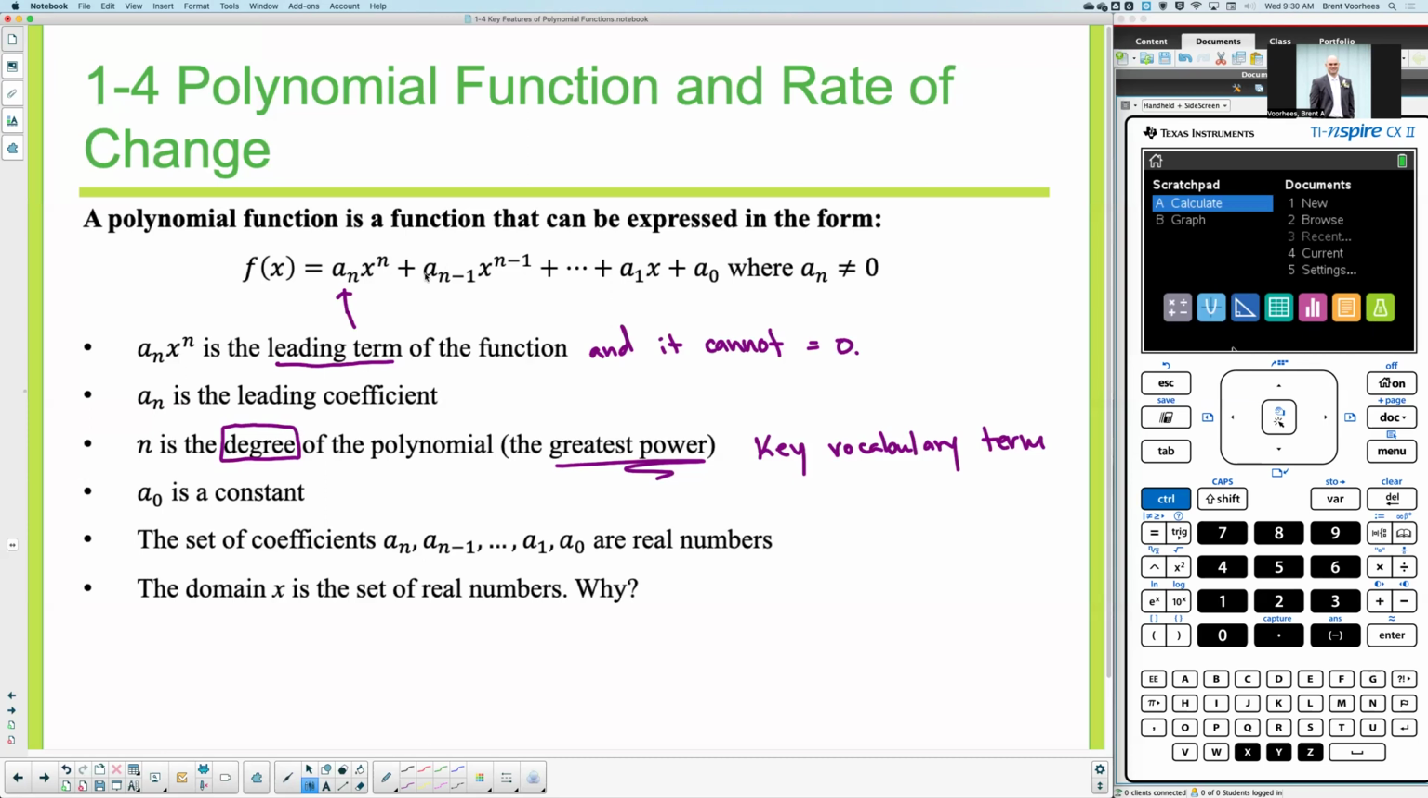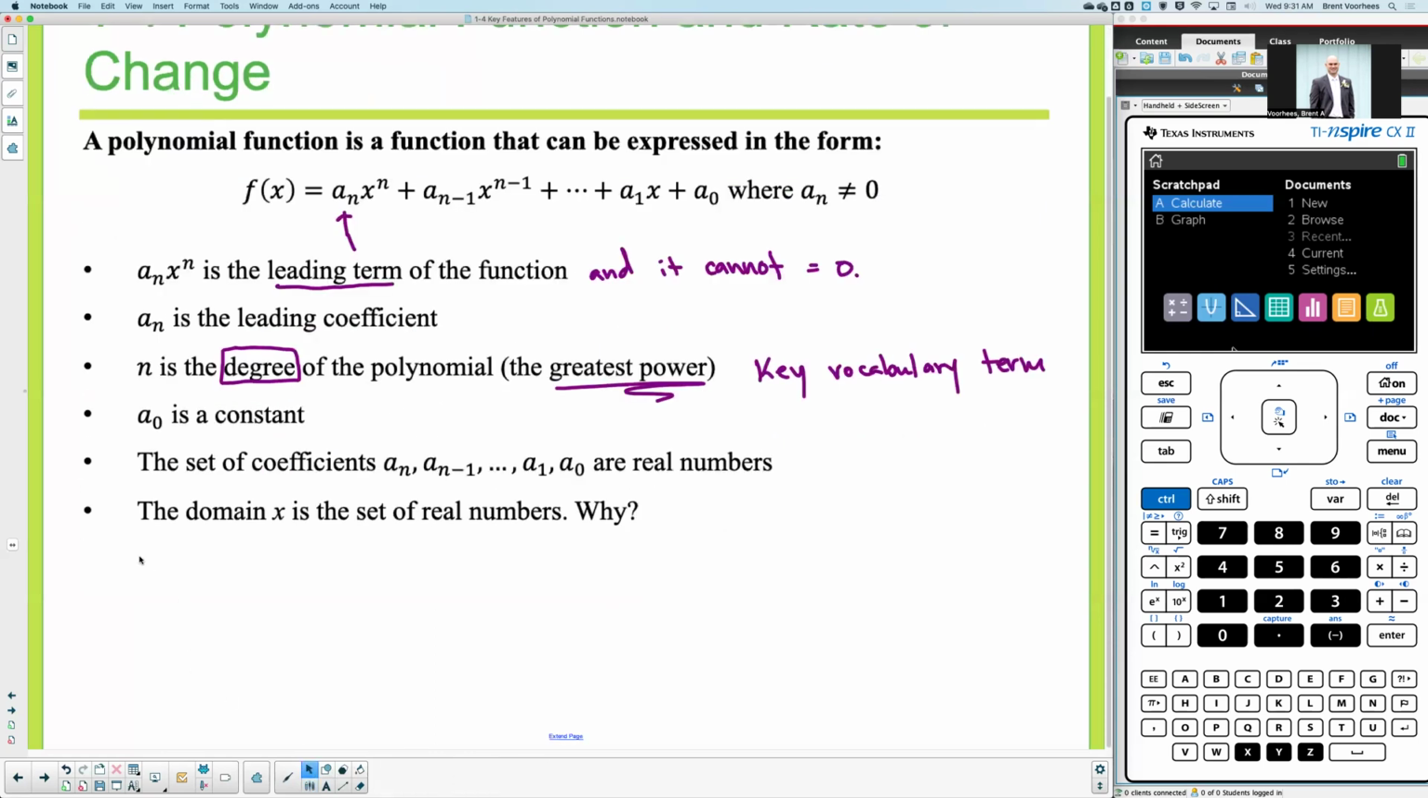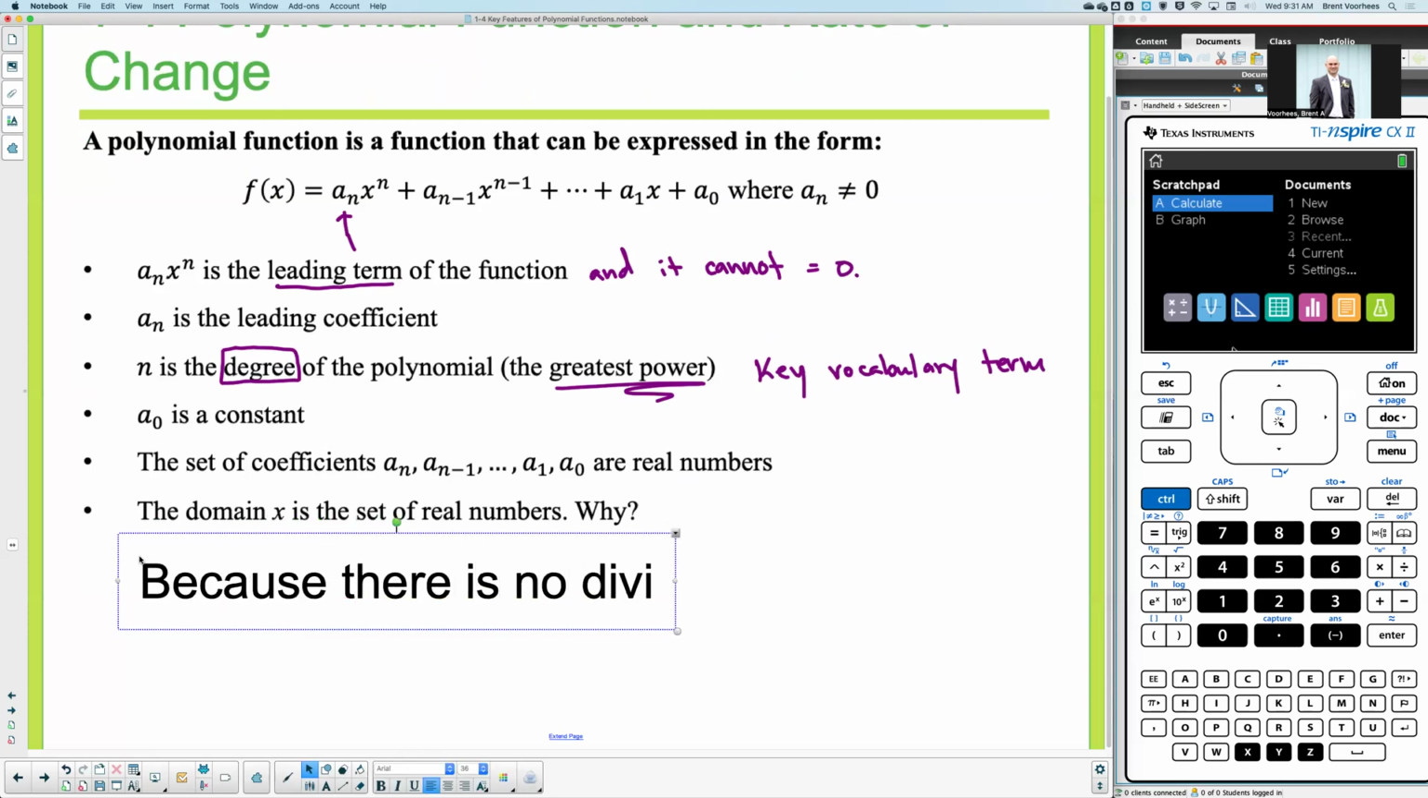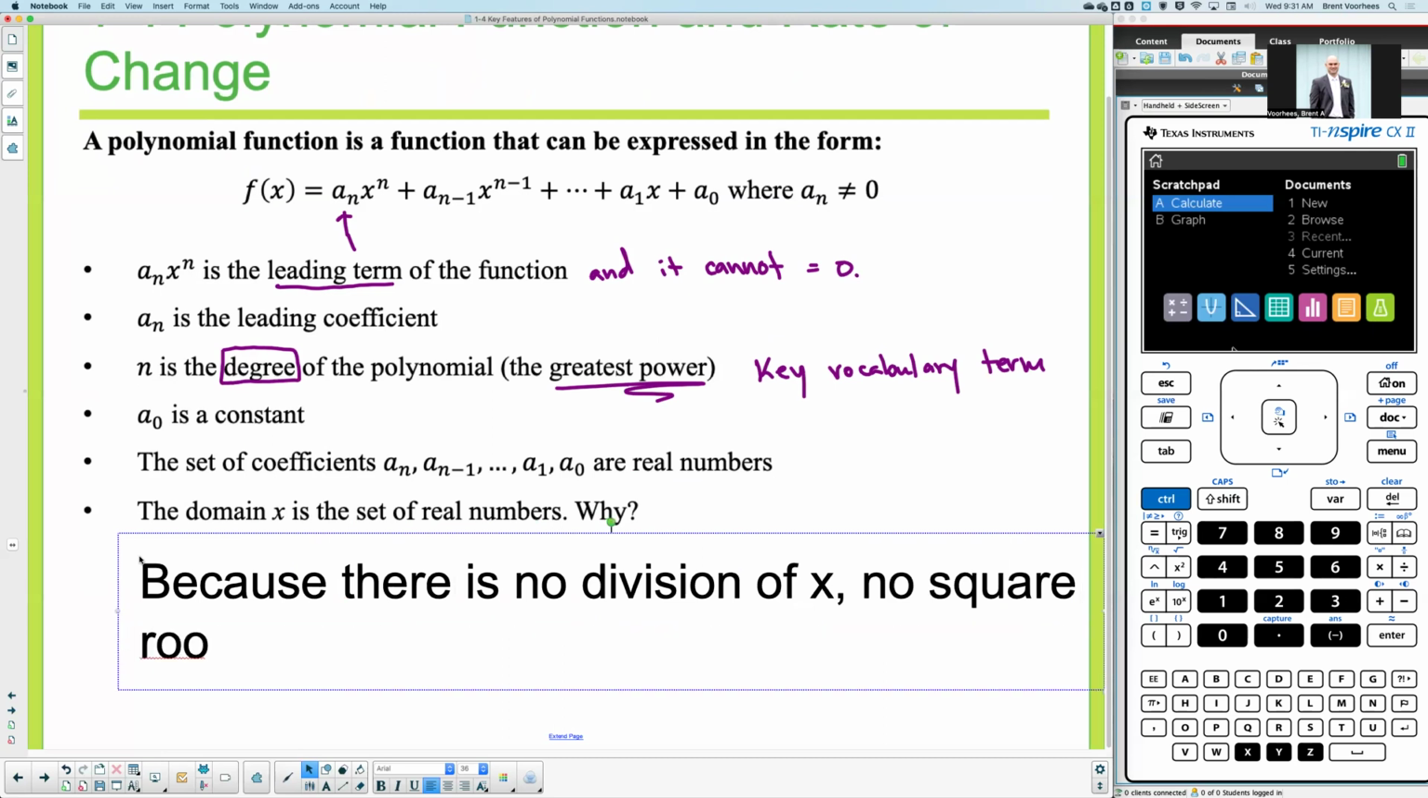Next, you look for square roots. Do you see any square roots? Nope, there are no square roots. Do you see the word log anywhere? There are no divisions, no logs. The domain is going to be the set of all real numbers. I'm going to type it in so it's easy to see. Because there is no division of x, no square root, and no logarithms. That's why the domain is all reals.